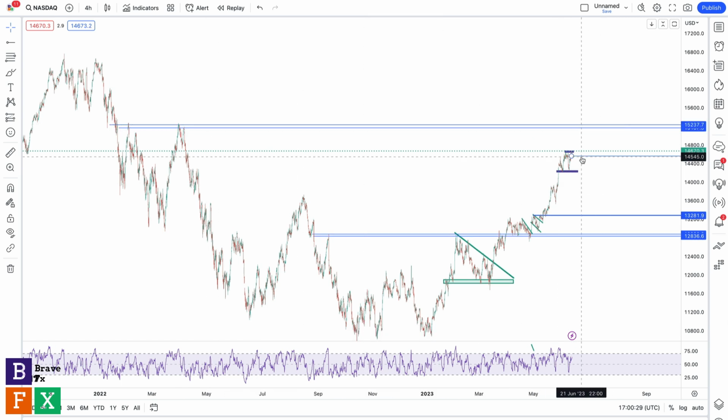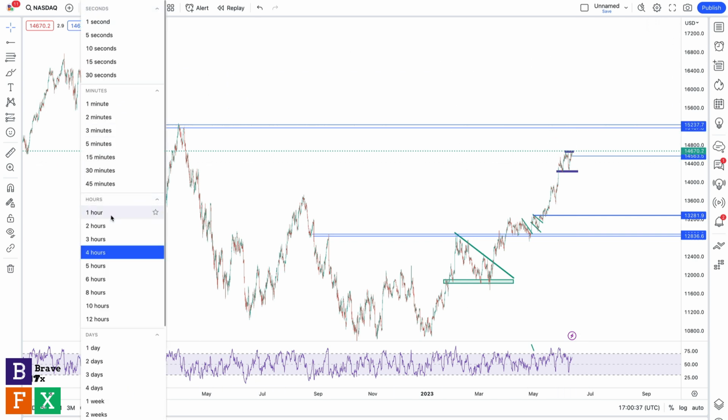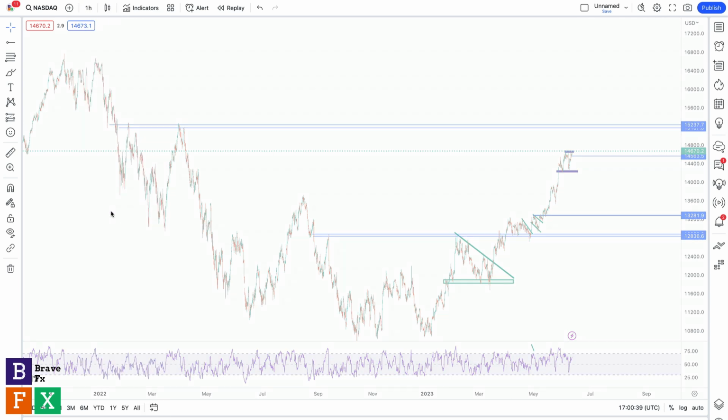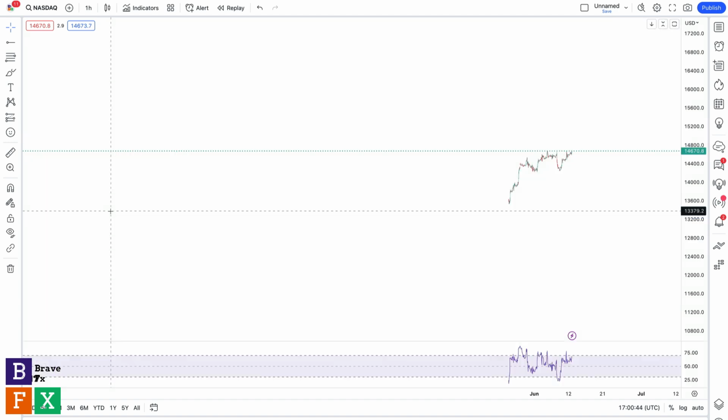So I might not hold the trade all the way to these highs. I'm just going to trail my position as the price action evolves. So this is how I'm going to trade Nasdaq. I'm not going to be waiting for a retest. I'm simply going to wait for price to take out the resistance level before I go long.